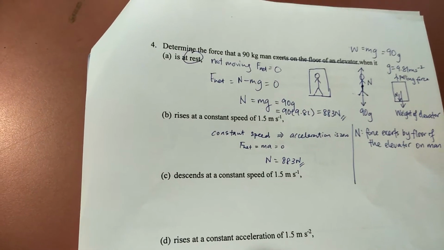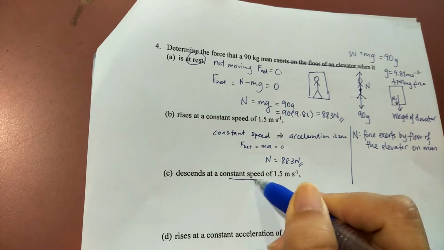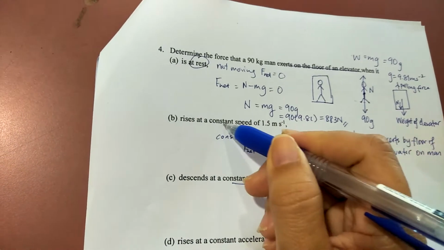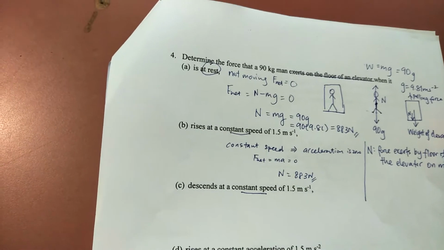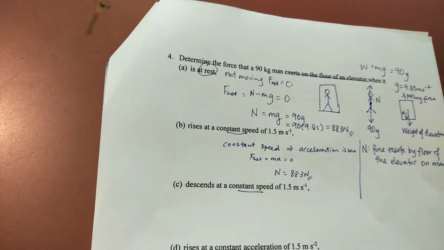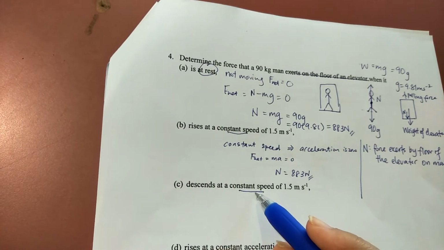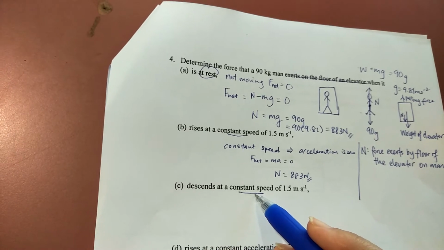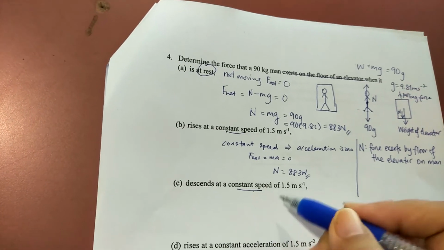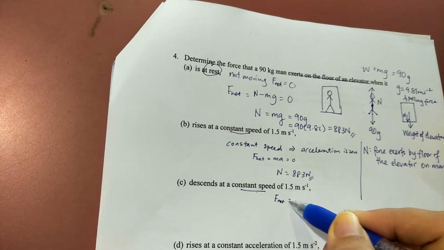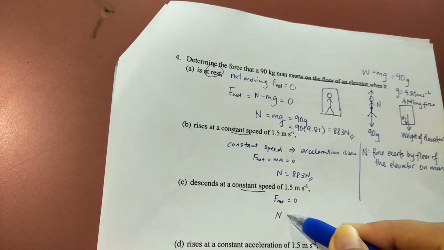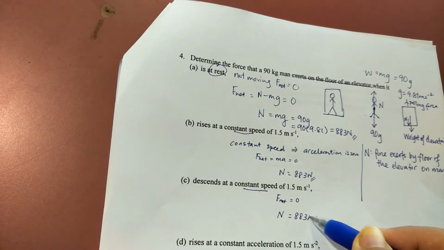Okay, let's move on to C. Again, C is at constant speed, which is similar to part B. Just that it's coming down. But whether it's going up or coming down, as long as the speed is constant, the acceleration is 0. If the acceleration is 0, the net force again will be 0. If the net force is 0, then the N will be 883 Newton.